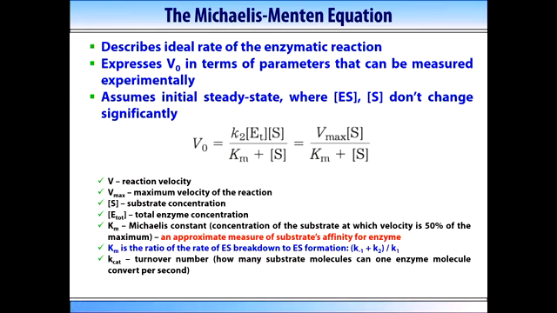Here, perhaps the most interesting thing would be this Km. This is the Michaelis constant. It is the concentration of the substrate at which velocity is 50% of the maximum. So it's an approximate measure of the substrate affinity for the enzyme, but we will talk about this later. Mathematically, Km is just the ratio of the rate of ES breakdown to ES formation. It's just the ratio of the rate constants.